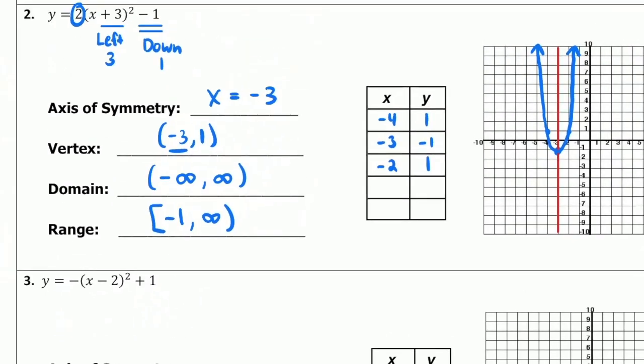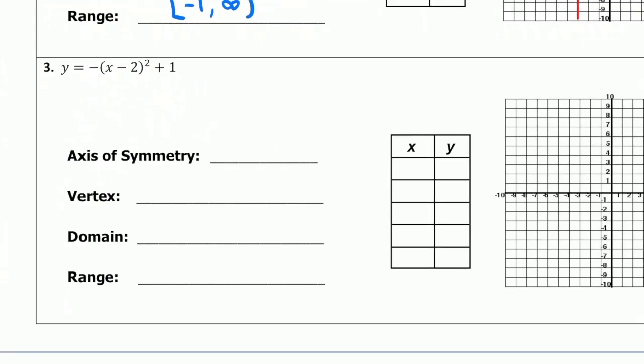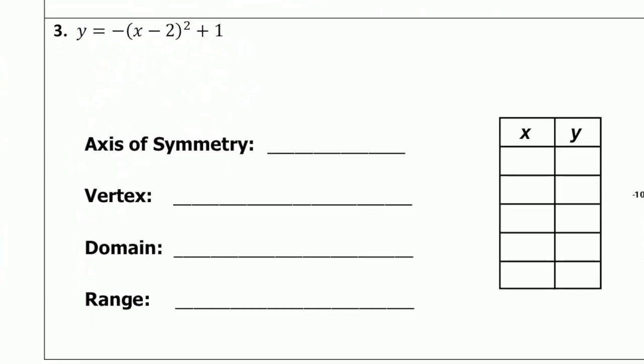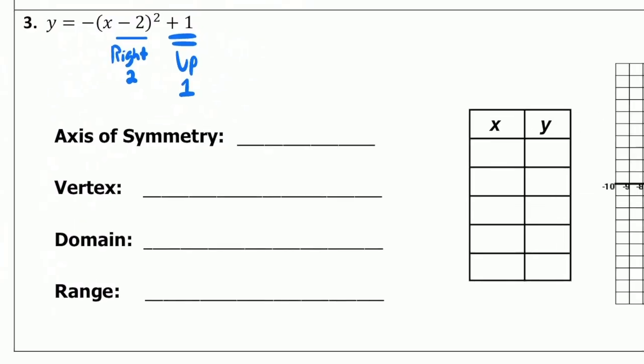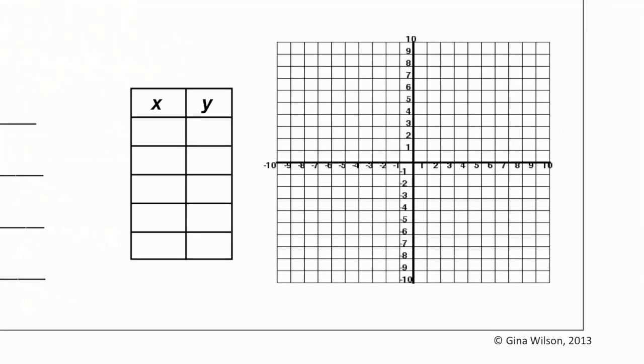The last question on this page is going to be y is equal to negative (x minus 2) squared plus 1. So again, we first start with our transformations. A -2 means we're going to be going to the right 2. And a +1 means we're going to be going up 1. So I can go ahead and write my vertex as 2, comma 1 and plot that on my graph. So right 2, up 1. That's my vertex.